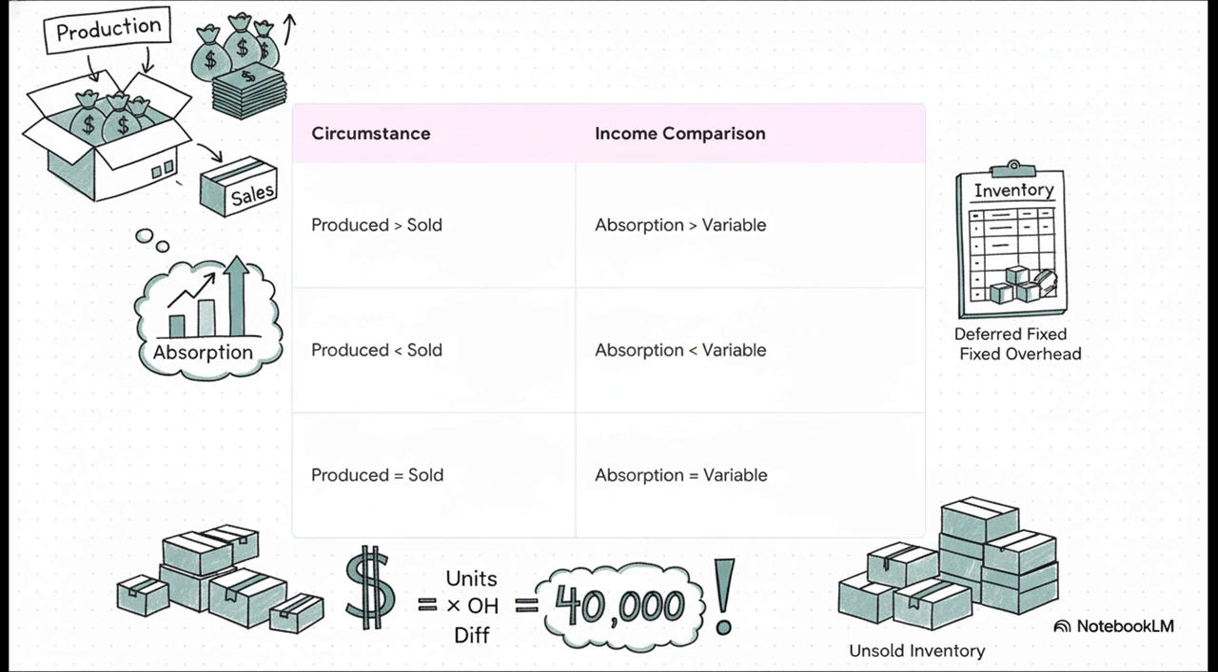Whenever production is greater than sales, as it was in our example, absorption costing will report a higher income, and the reverse is also true. The reason is simple. Under absorption costing, a portion of the period's fixed overhead gets deferred in ending inventory. In our case, we have 10,000 unsold units. Each of those units is holding on to $4 of fixed overhead in its cost. 10,000 units times $4, that is precisely our $40,000 difference in net income. That cost hasn't vanished, it's just sitting on the balance sheet, waiting.